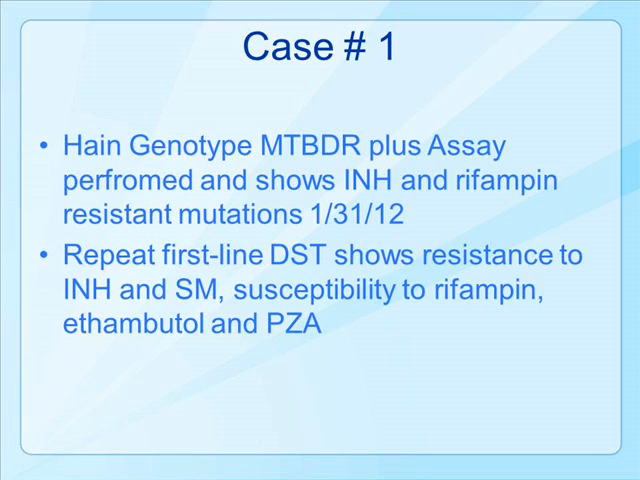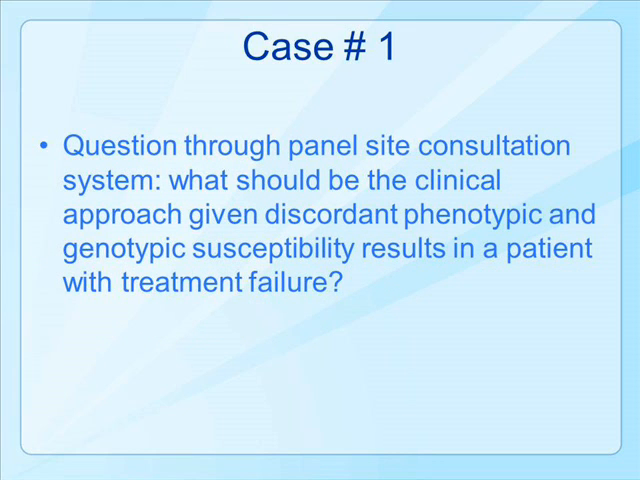And then he also repeated the first-line drug susceptibility testing, but the phenotypic results showed just resistance to isoniazid and streptomycin, and the isolate was still susceptible to rifampin, ethambutol, and PZA. So basically a discordance between the genotypic and the phenotypic results, which is pretty complicated. So the question that he asked through the consultation service was, what should be done? In other words, what should be the clinical approach given the discordant phenotypic and genotypic susceptibility results in this patient who obviously or appears to have evidence of treatment failure since she hasn't culture converted in 5 months?